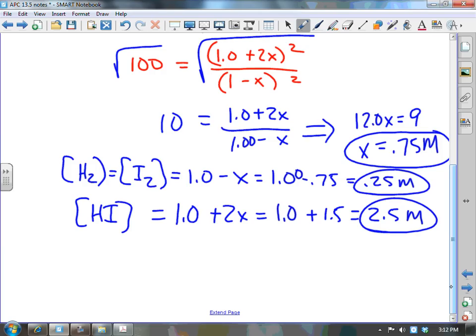That's it for the RICE calculations. Hopefully you saw a few there. You're working on the homework, and we'll pick up some more of these in class.